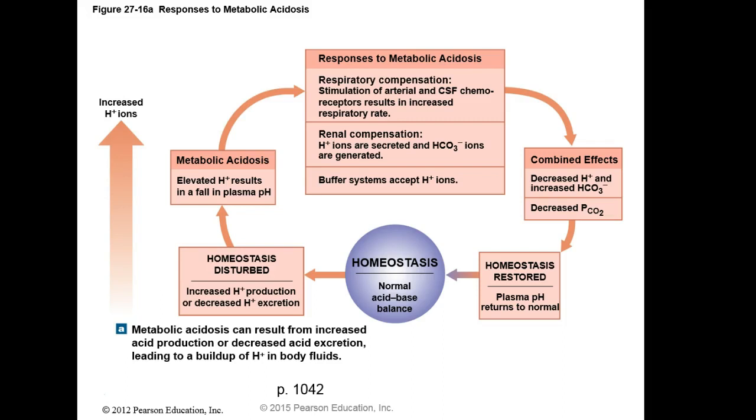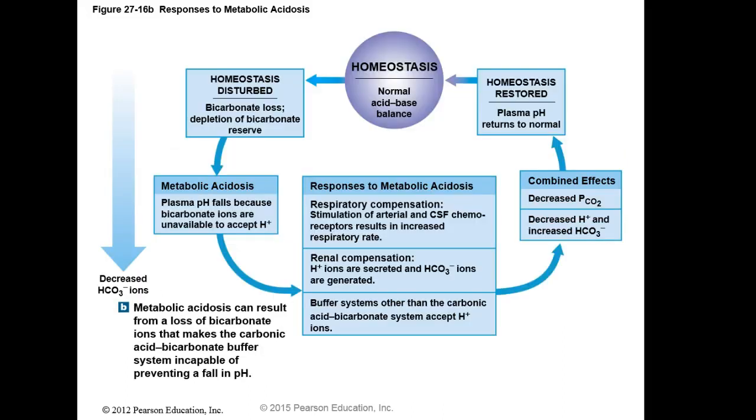The compensation will be respiratory. That will increase respiratory rate, so breathe those out. Renal, increased hydrogen secretion, and buffer system to accept hydrogen. So you have a buffer system, renal and respiratory regulation based on stimulation that is picked up by arterial and CSF chemoreceptors. That combined will bring back homeostasis. That's metabolic acidosis. And then you have metabolic alkalosis.